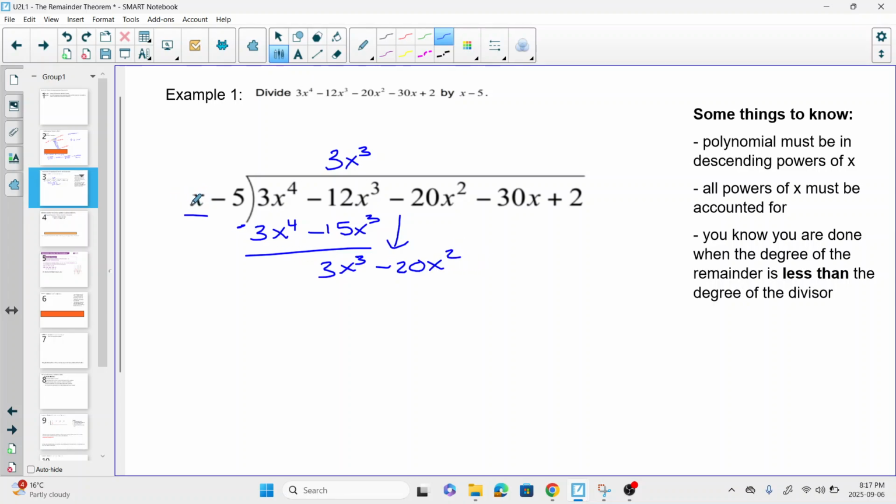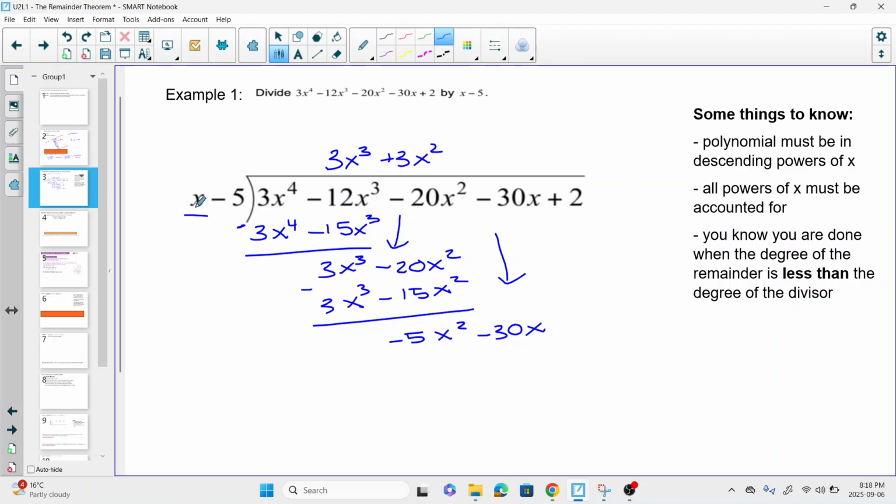What do I need to multiply x by to get 3x cubed? Well, I would have to multiply it by 3x squared. 3x squared times x is 3x cubed, which is great. That's what we wanted. 3x squared times negative 5 is negative 15x squared. We draw my line, subtract. These should cancel out every time, otherwise we've done something wrong. Negative 20 minus negative 15 is negative 5x squared. Then we bring down the negative 30x.